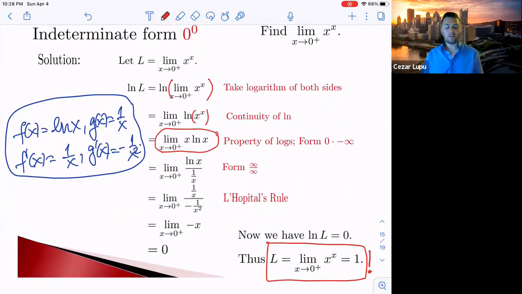So this is how we deal with it, right? Again, we started with the indeterminate form 0 to the power 0. By taking the natural log and using the properties of the log, we managed to rewrite this as the infinity over infinity indeterminate form, and then we can apply L'Hopital rule.